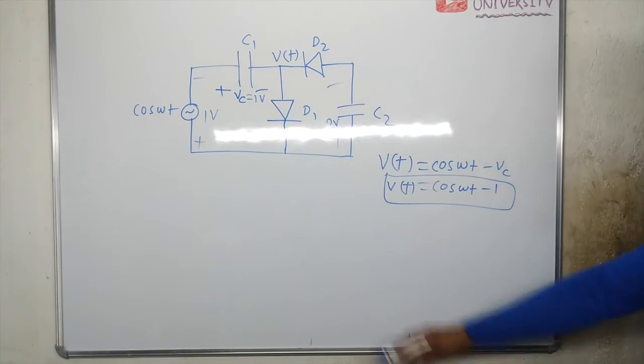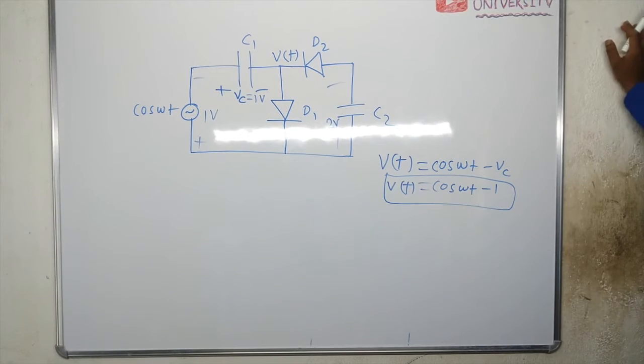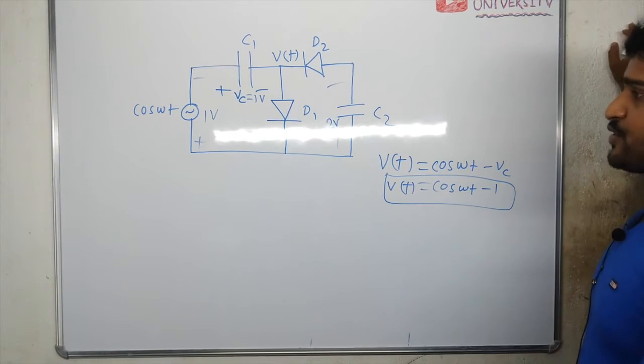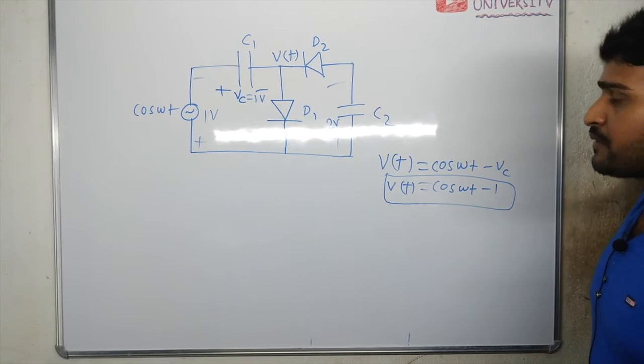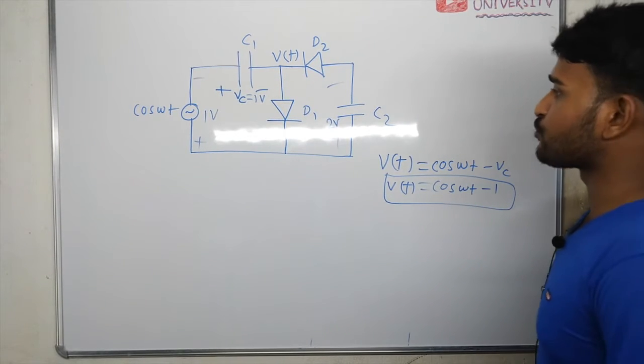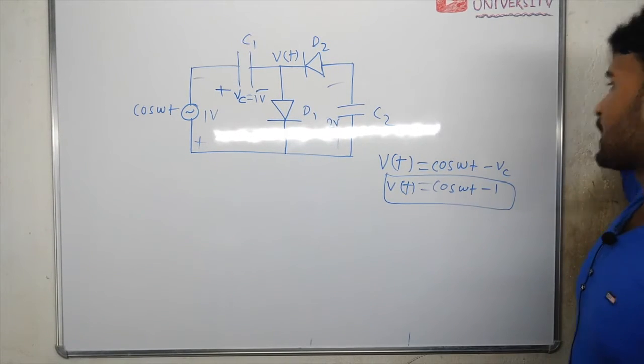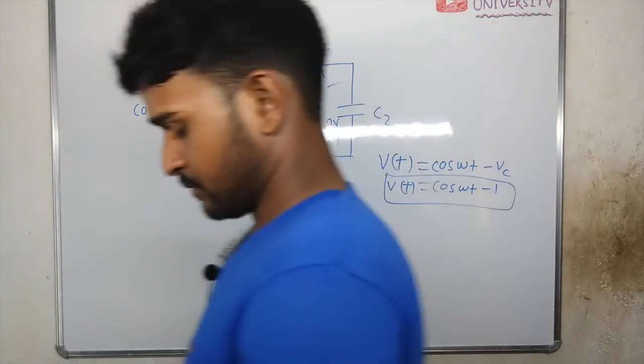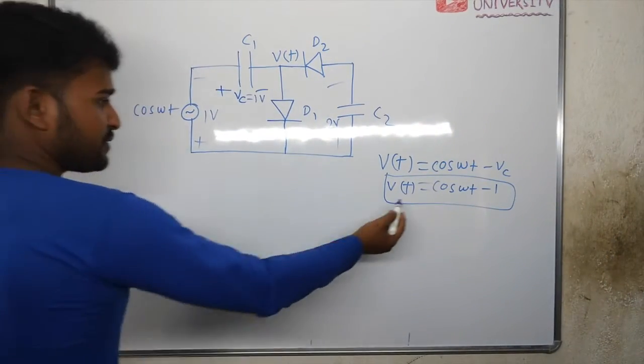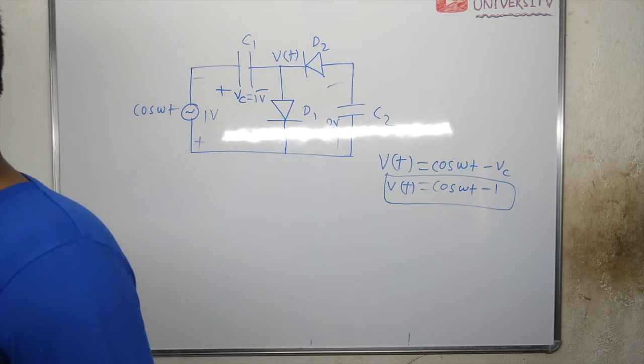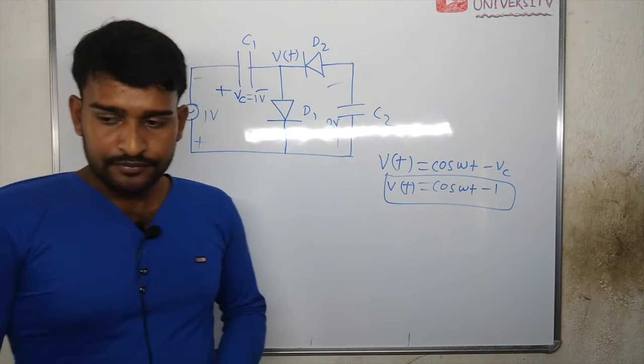Once capacitors reach their maximum value, their voltage will be fixed forever, irrespective of input being positive or negative. Voltage across the capacitor will not change because there is no discharge path. So capacitor voltage will not reduce. Once it is charged to the maximum value, capacitor voltage will not reduce. So the answer to the question is V of t equal to cos omega t minus 1. So it is option A.